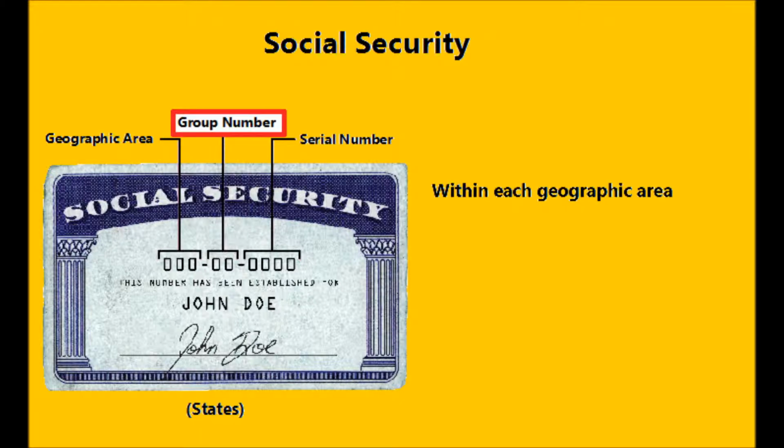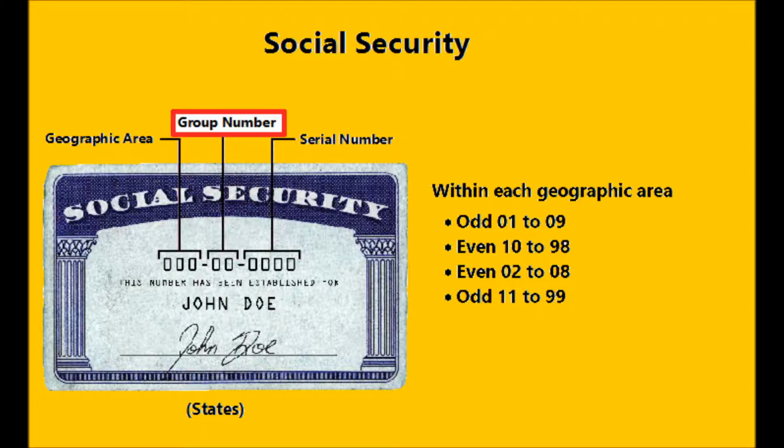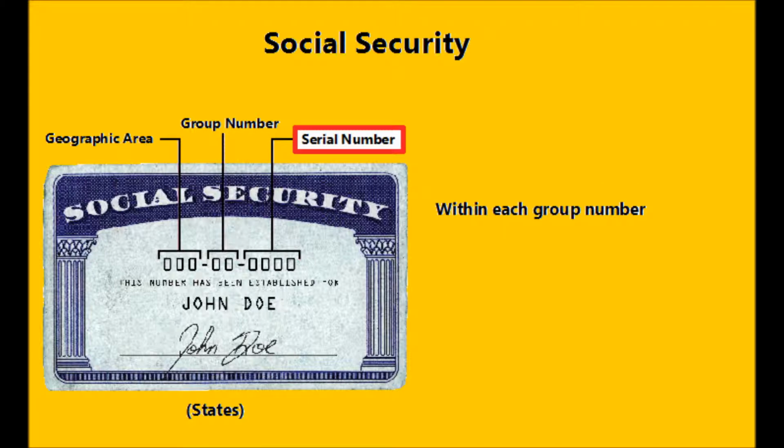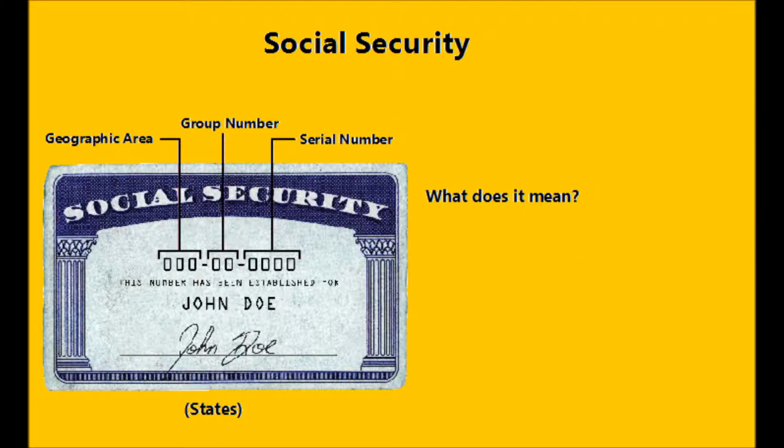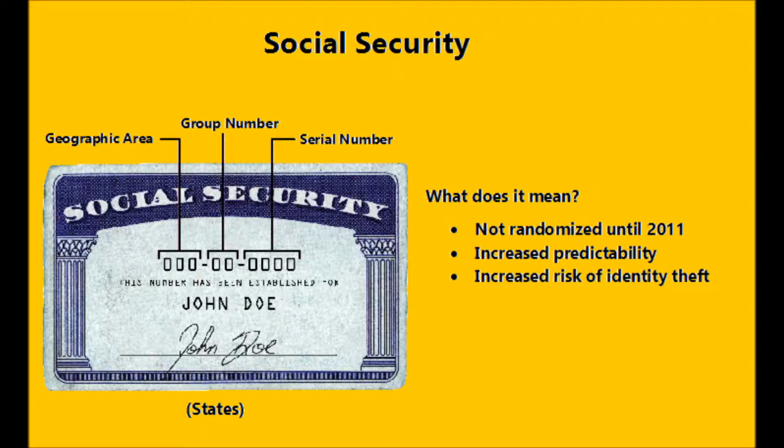Within each area number, the group number goes in the order of 1 through 9 odd, then it switches to 10 through 98 even. From there, it goes to 2 through 8 even, then 11 through 99 odd. Within each group number, the serial number goes consecutively from 1 to 9999. Now, what does this all mean? Because the numbers were not randomized until 2011, the numbers are more predictable than most people think. This predictability in Social Security numbers increases the risk of identity theft.